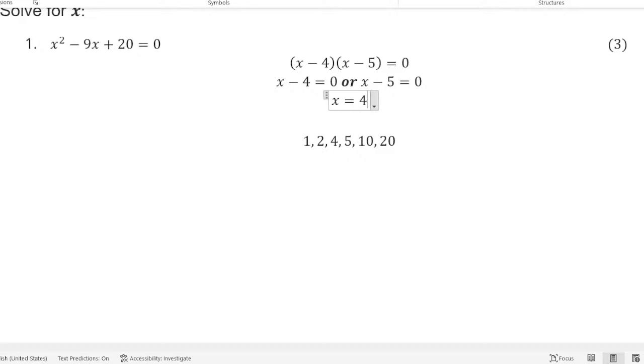The reason x is equal to 4 is because 4 on the left hand side was a negative. Now 4 becomes a positive. So x is equal to positive 4. This is our first solution.